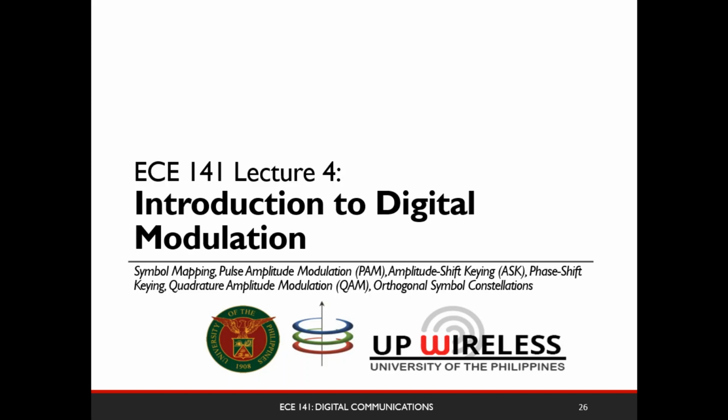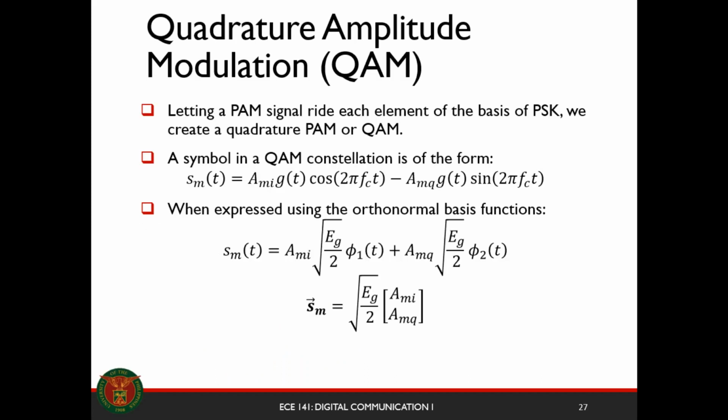So from our PSK, which has a dimensionality of 2, now we have what we call the quadrature amplitude modulation. So let a PAM signal ride each element of the basis of PSK. Right? So with that, your cosine and your sine functions now carry two PAM signals right here, an in-phase component and a quadrature component. We call this quadrature PAM or QAM, quadrature amplitude modulation.